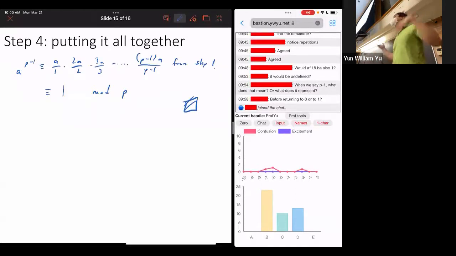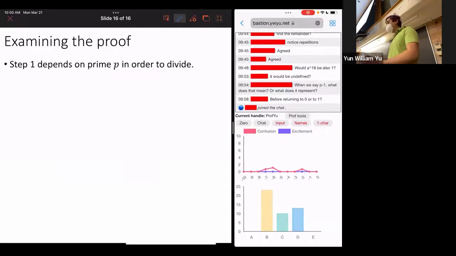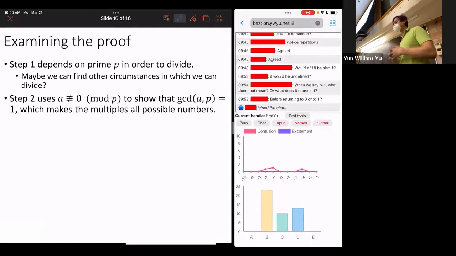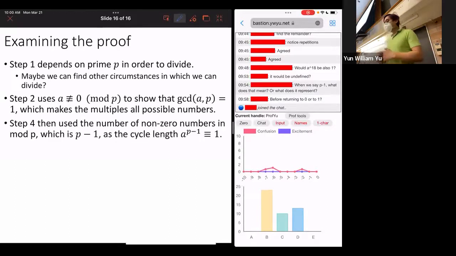So there are several different steps, and in each step you had to think about why things were the way they were. And now if you go back and examine the proofs, step 1 depends on the prime P in order to divide, right? That's the reason we could divide. So maybe in other circumstances, we can find other circumstances when we can divide. Remember, when you have a prime, you can always divide. But with other numbers, you can still sometimes divide. Step 2 uses A not congruent to 0 mod P to see that the greatest common divisor is equal to 1, which makes the multiples possible. And step 4 then uses the number of non-zero numbers in mod P, which is P minus 1. So those are all numbers you could divide by. And so then the cycle length with A to the P minus 1 is congruent to 1.